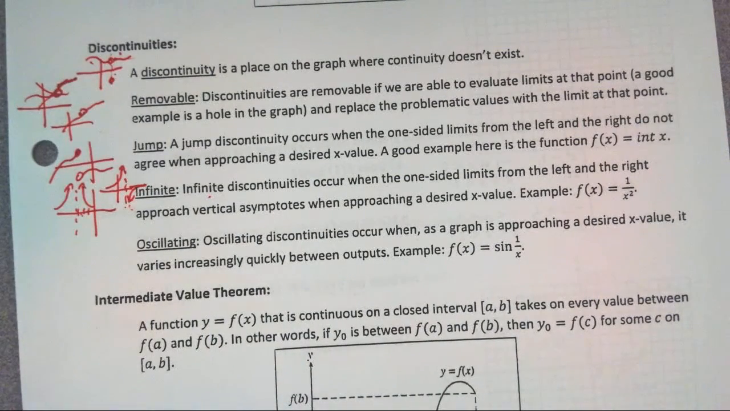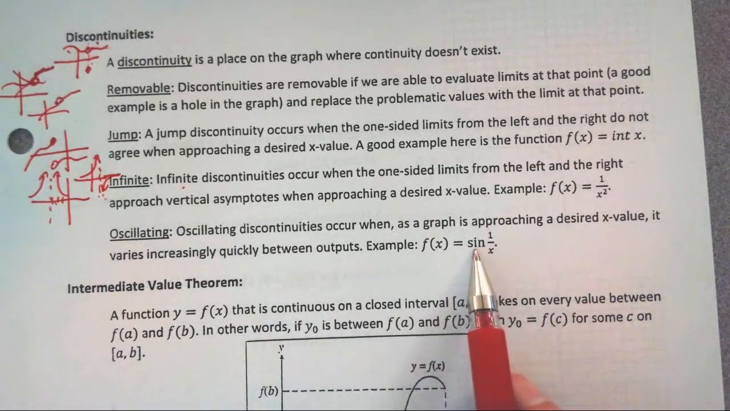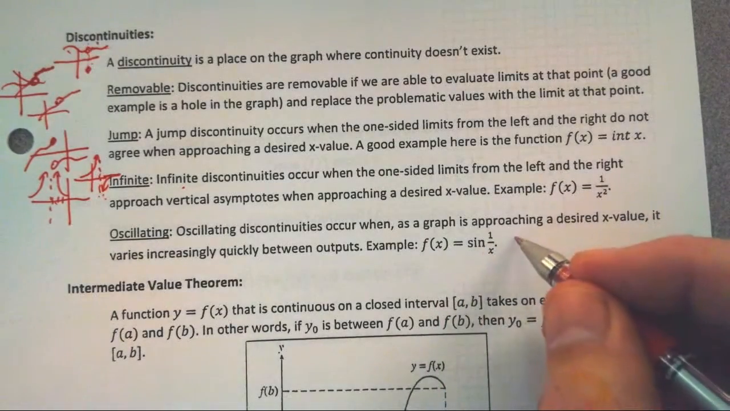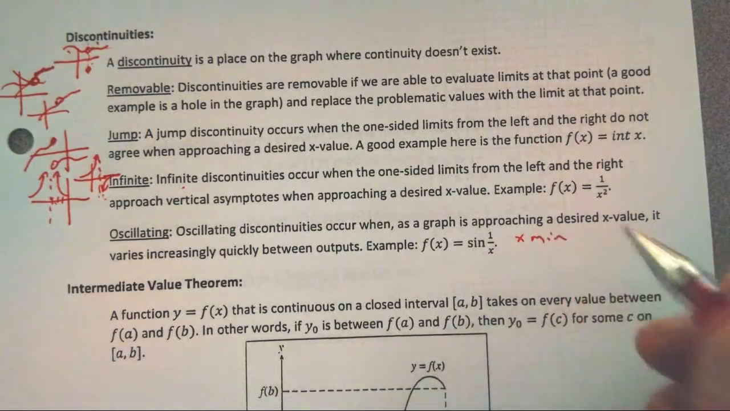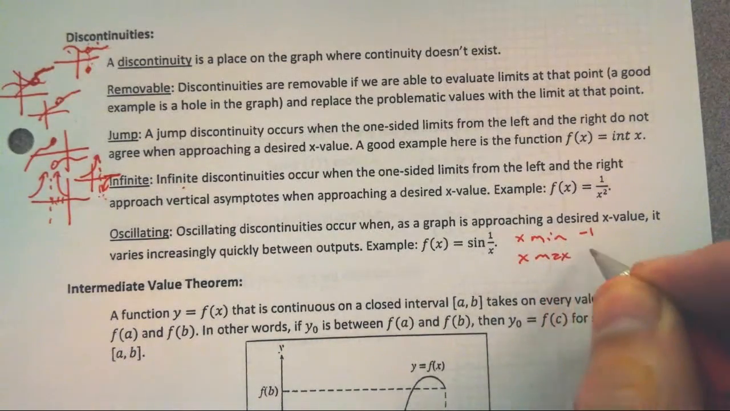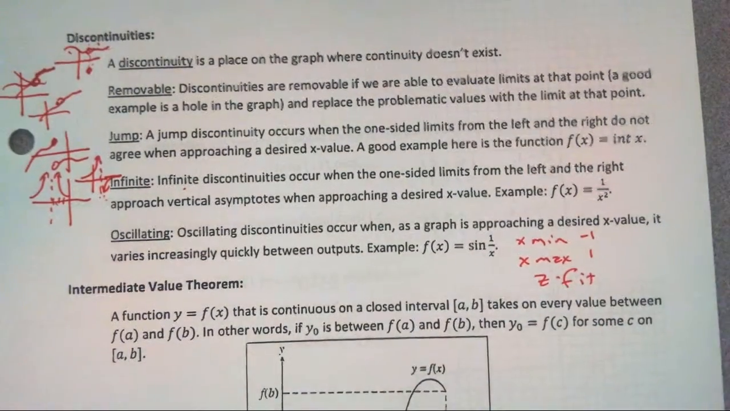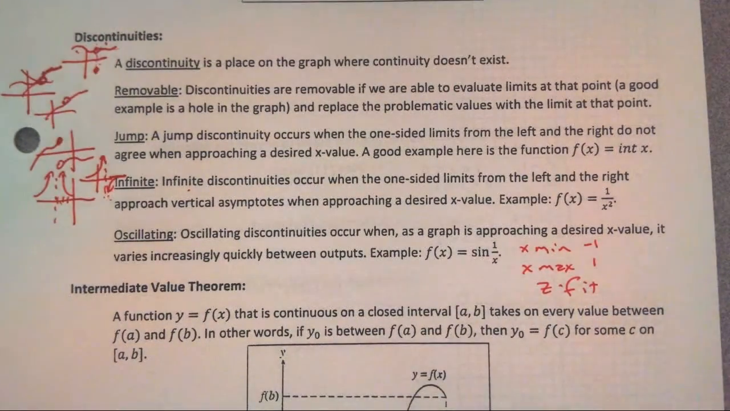Asymptotes. Then oscillating. I'd like you to go ahead and let's graph this in our calculator, and for right now, let's go x min -1 to x max 1, and let's zoom fit that guy. And I'll get caught up with you. If you're playing along at home and you got your calculator, try that.